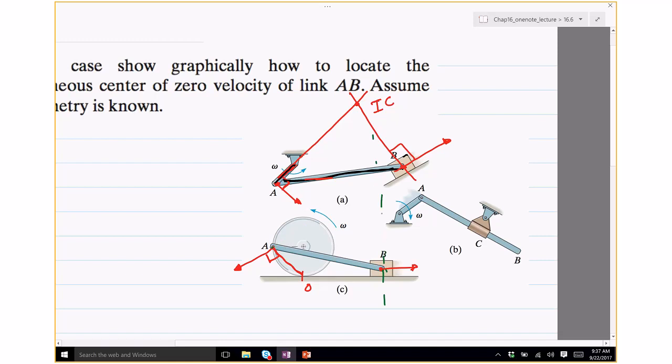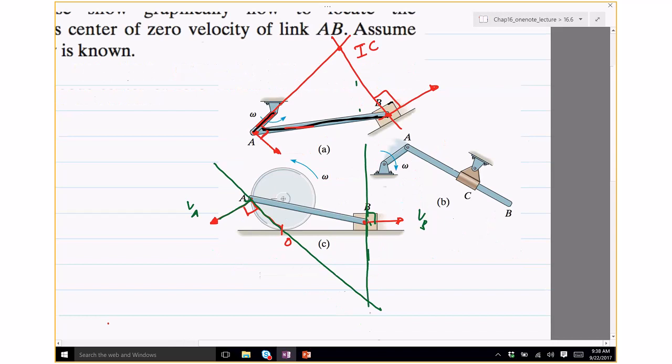Okay, so this is right. This is velocity of B, and that is 90 degrees. I need to draw the vector. This is VA. I need to draw the line which is normal to this vector. So it has to be this. So this is IC. Sorry.